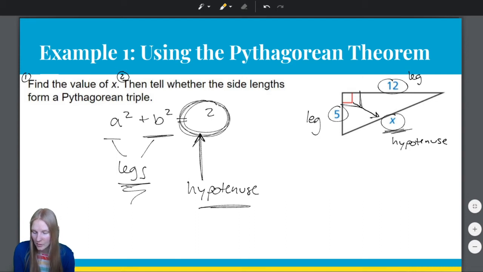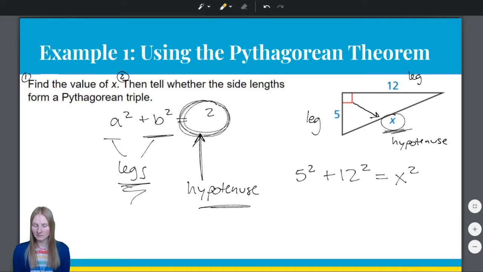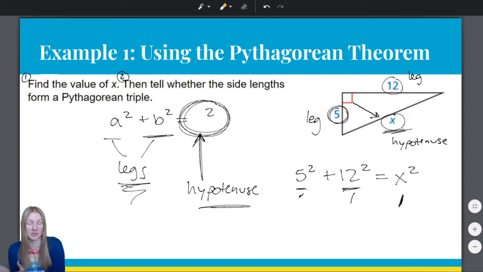The sides that are perpendicular to each other, the ones that make the right angle, those are legs, and the side opposite the right angle is the hypotenuse. So now I know that I can say 5 squared plus 12 squared equals x squared. Take the legs, 5 and 12, square them, and add them together. A squared plus b squared equals hypotenuse squared. Leg squared plus leg squared equals hypotenuse squared.